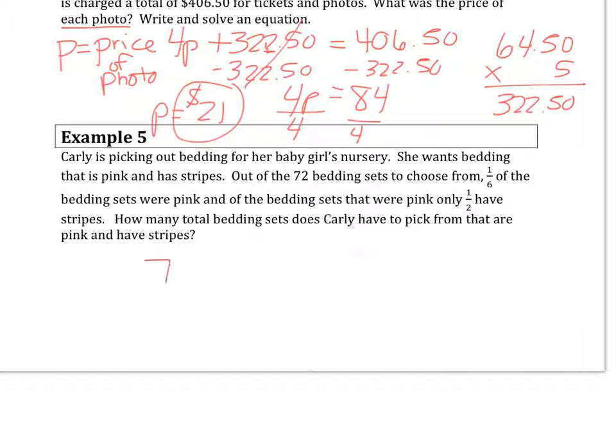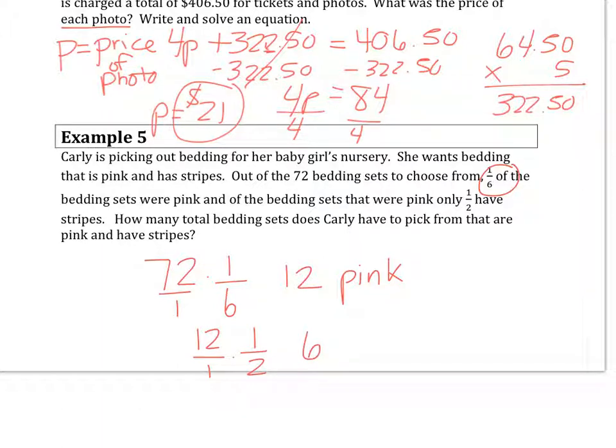So starting with the 72, 1/6 of them, of meaning multiply, so 72 times 1/6, that's 12. 12 were pink. That's a good start, but she also wants ones that have stripes. Half of them also had stripes, so 12 times 1/2 would be 6 were pink and had the stripes that they were looking for.